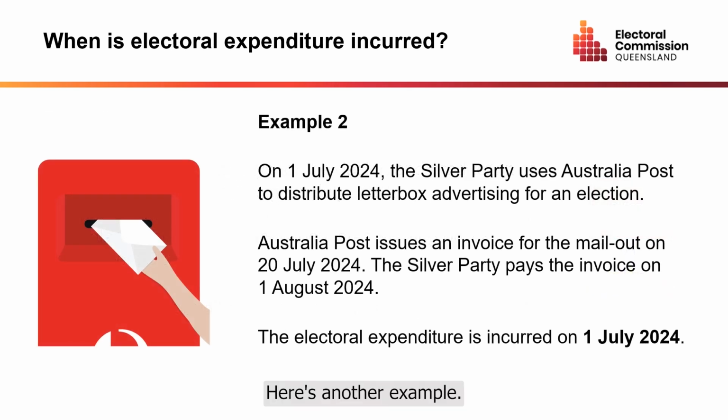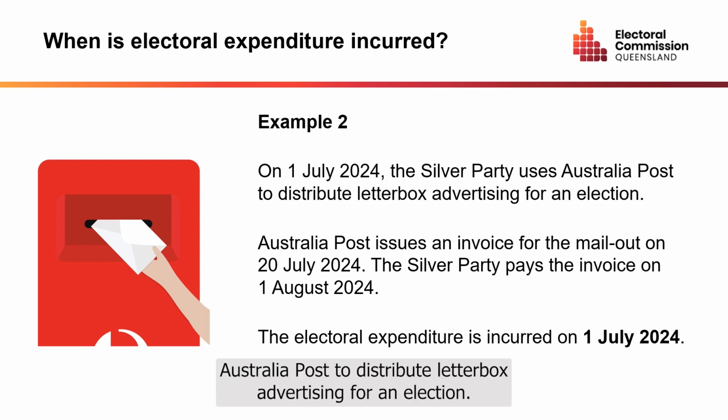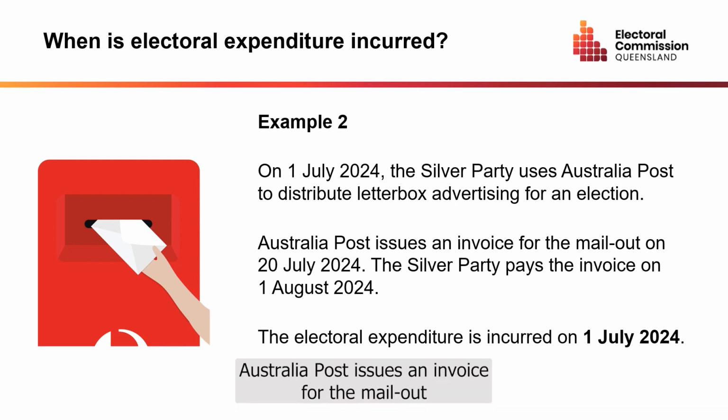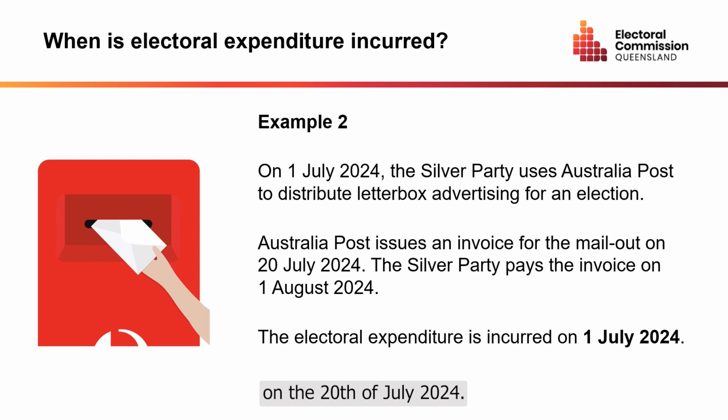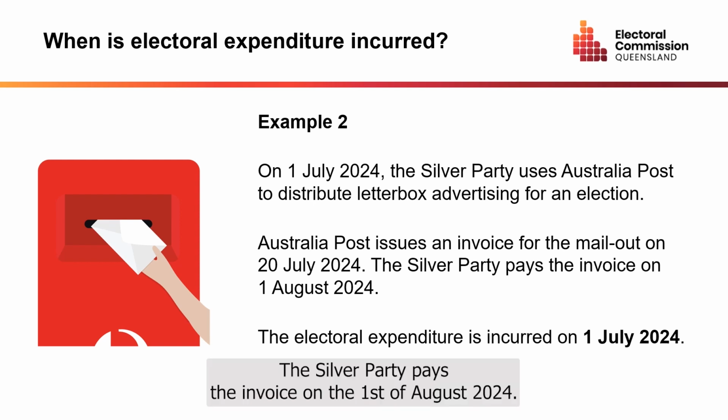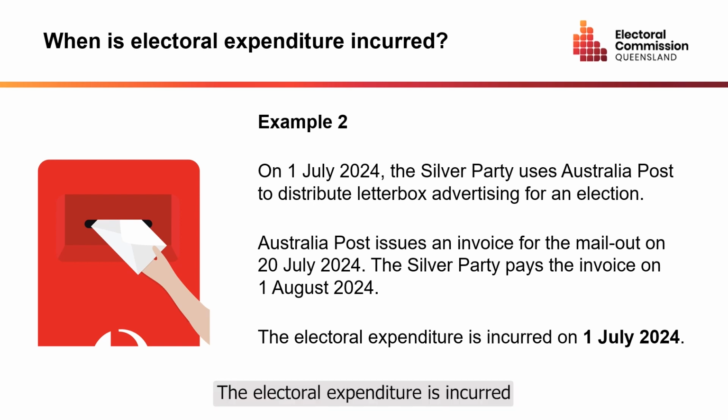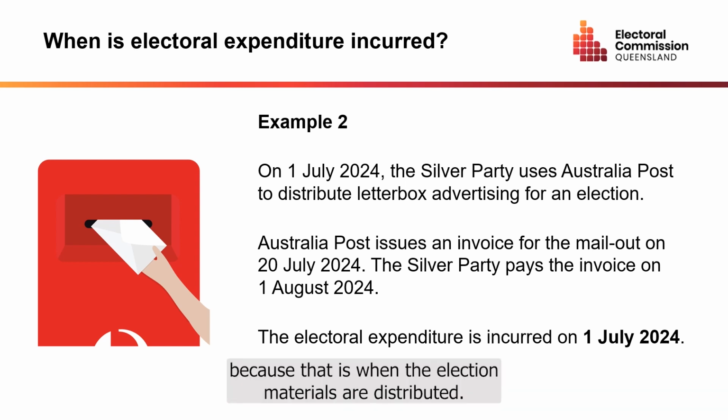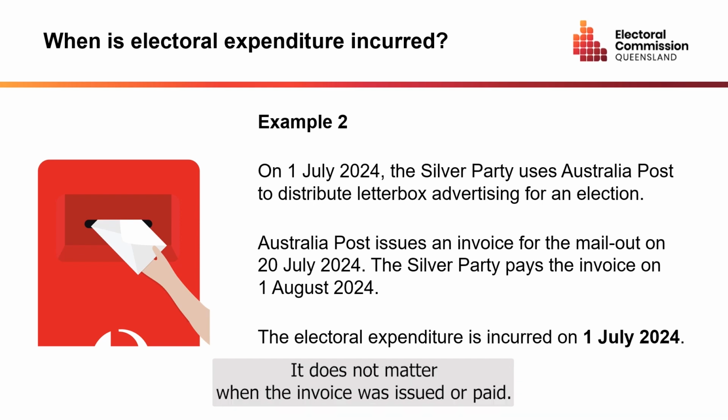Here's another example. On the 1st of July 2024, the Silver Party uses Australia Post to distribute letterbox advertising for an election. Australia Post issues an invoice for the mail-out on the 20th of July 2024. The Silver Party pays the invoice on the 1st of August 2024. The electoral expenditure is incurred on the 1st of July 2024 because that is when the election materials are distributed. It does not matter when the invoice was issued or paid.